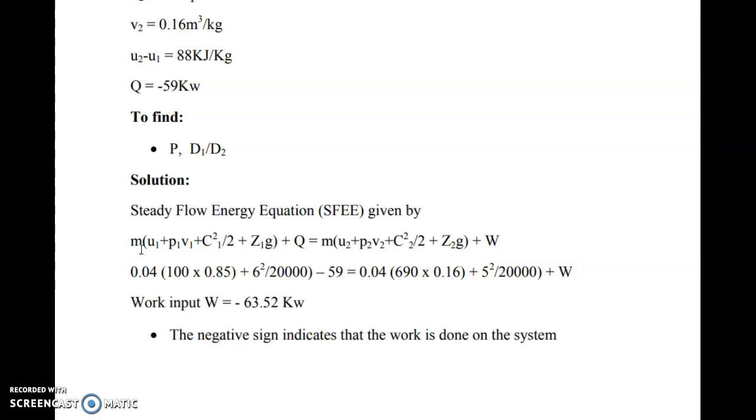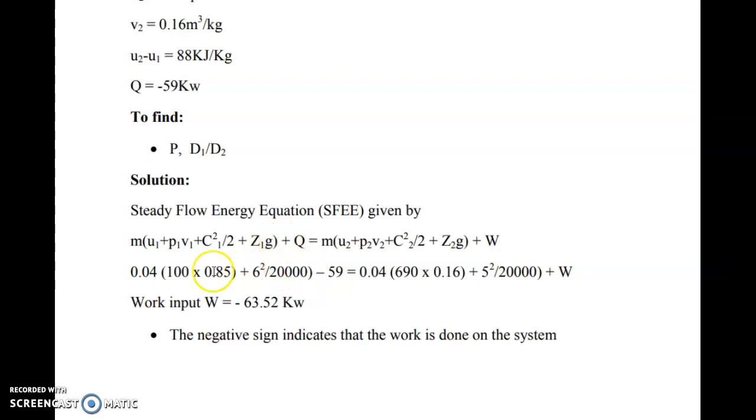Then the flow energy, that is the pressure is 100 kilopascal, specific volume at inlet is 0.85. Then inlet velocity of air is 6. Then here they are keeping the output in kilowatt. So here you have to multiply with 1000. 2 into 1000, the value will be 2000. Here it is shown as 20,000. It is wrong. 2000. Okay.